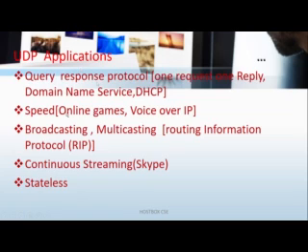There will be a few points here, very simple and easy. UDP applications. Whenever we say UDP, what is it? It's a connectionless protocol. The first important point here is that it is a query response protocol. That means one request, one reply, as done by the domain name service and DHCP. Let's say query response protocol.